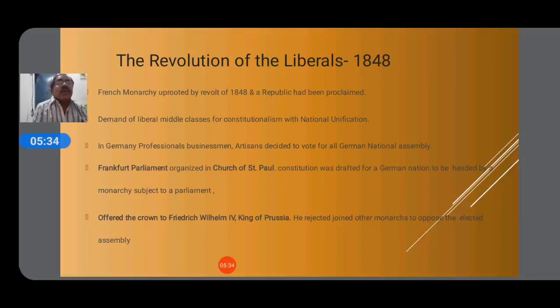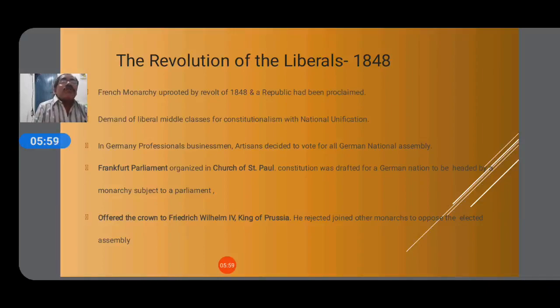The next one, the Revolution of the Liberals. 1848. French monarchy uprooted by revolt of 1848 and a republic had been proclaimed. Can you remember the meaning of republic? Head of the country is an elected person. It's called a republic.